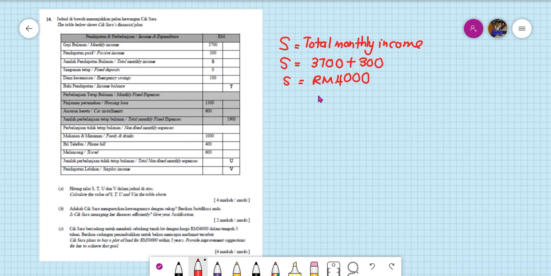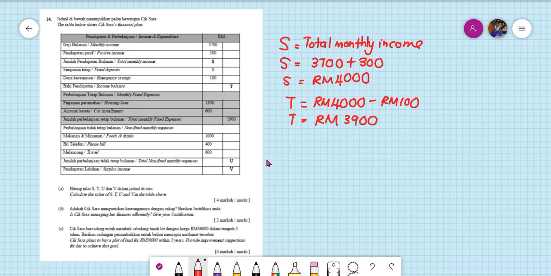Let's look at the second value, which is the income balance, given as T. Income balance is when you subtract the savings from the total monthly income. In this case, Miss Sarah only has emergency savings of 100 ringgit. So RM 4,000 subtract RM 100, that means T is equivalent to RM 3,900.